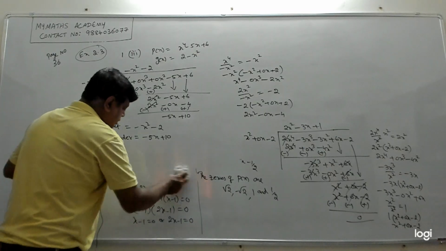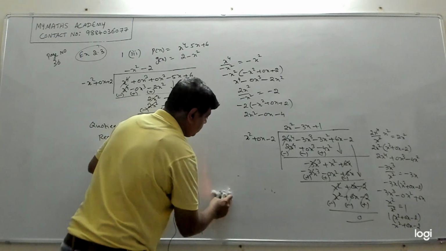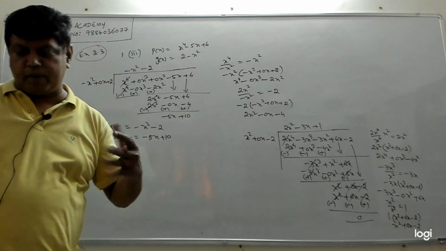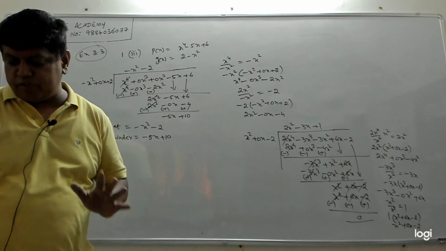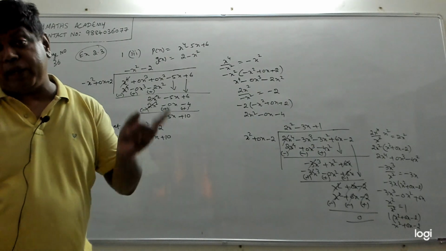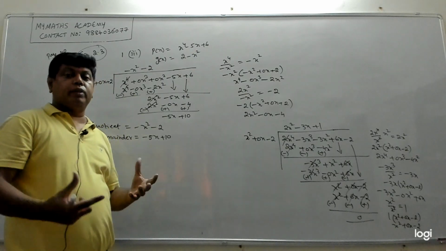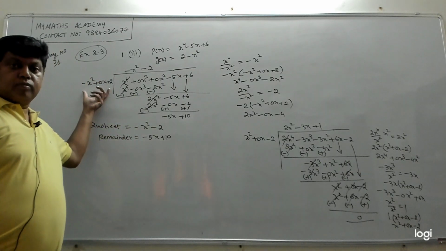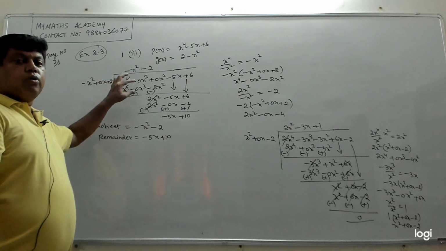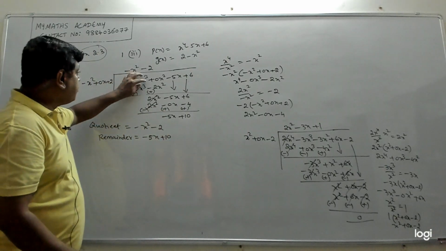Let me erase this, and the next one, we'll go to the second problem. The second problem is the same thing. Check whether the first polynomial is a factor of the second polynomial by dividing the second polynomial by the first polynomial. They say divide the second polynomial by the first polynomial. The 'by' polynomial will come here. Dividing this by this. Don't write it the wrong way around. Don't get confused about which will come inside and which will come outside.